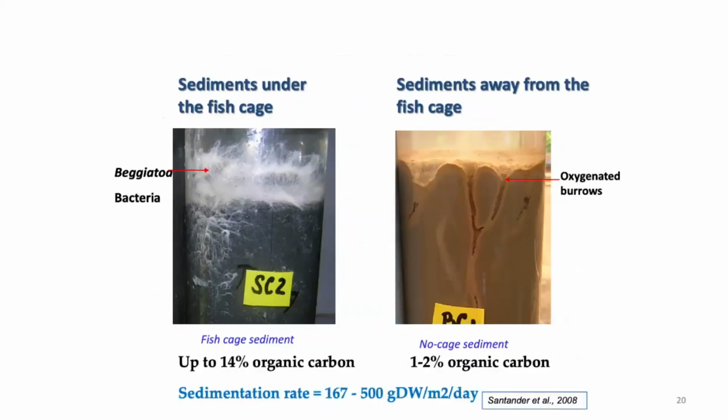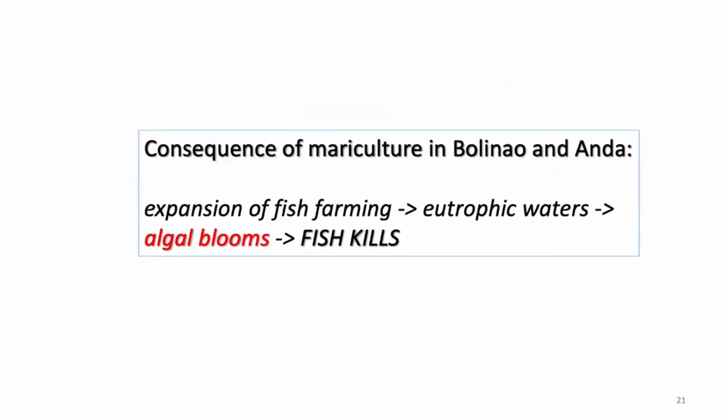The effect of eutrophication is also seen in the sediments. When you examine the sediments under a fish cage, what you see is a core on the left, where sediments are black, sulfidic, and with a white mat of sulfur-loving bacteria on top. Organic carbon content is high at 14%. For comparison, the sediment core away from the fish cage is shown on the right. It is brown, oxygenated, with burrows where bioturbators live, and with only 1 to 2% organic carbon content. Because of eutrophic conditions, we now see algal blooms happening.